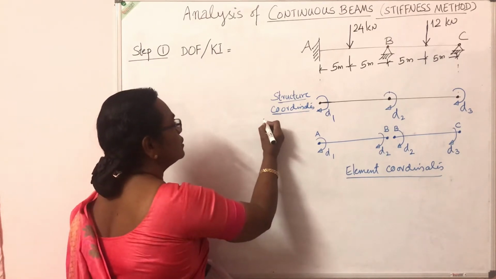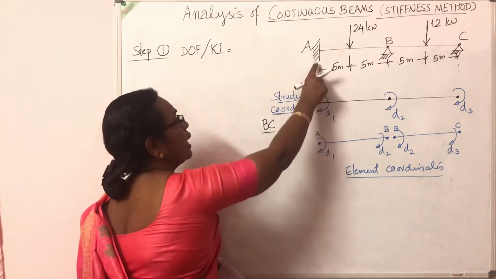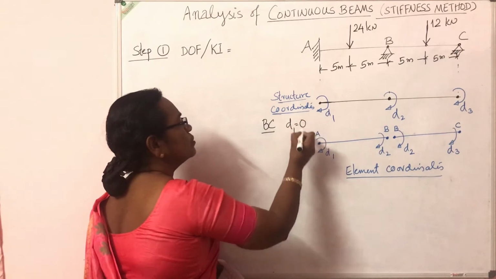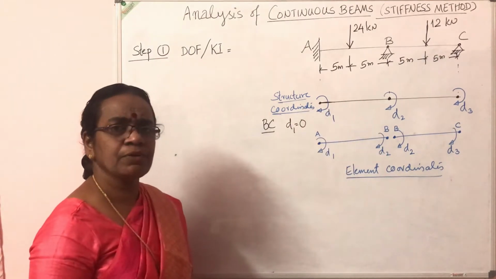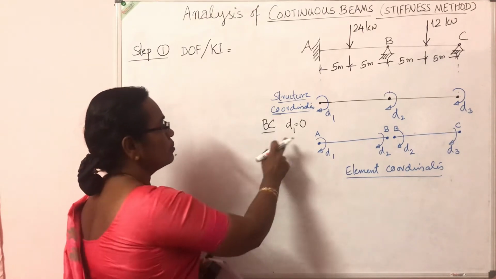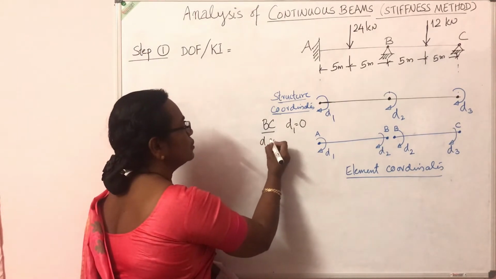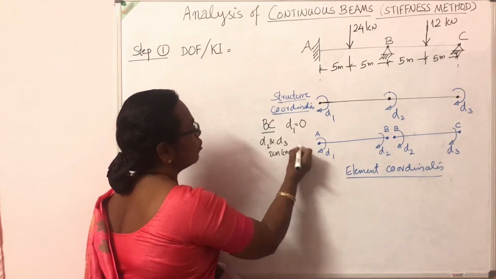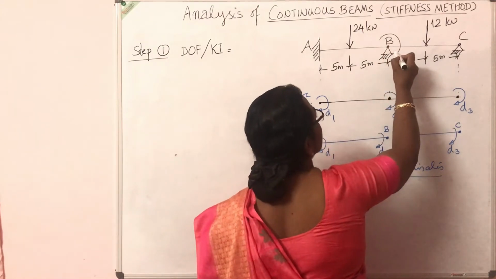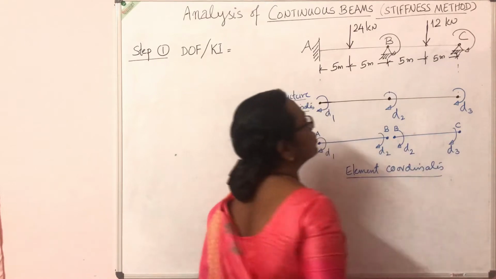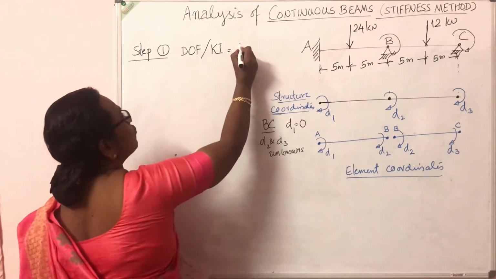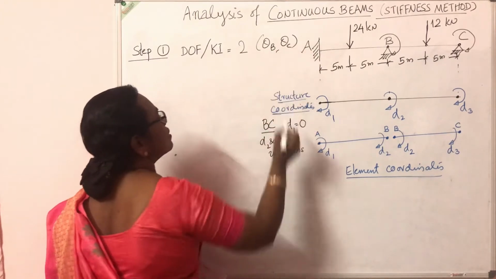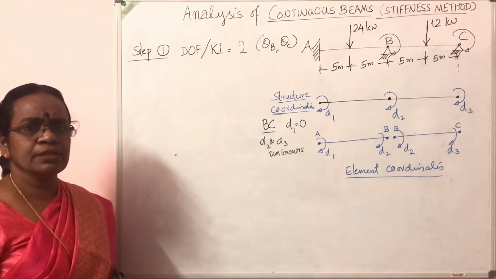What is the known boundary condition? The known boundary condition is, A being a fixed end, slope at A is equal to 0. That is D1 is equal to 0. B and C will be having slope or rotation. So D1 equals 0, and D2 and D3 are unknowns. The degree of freedom for the structure is the rotation at B and the rotation at C, that is theta B and theta C. So this is the first step: identify the degree of freedom.